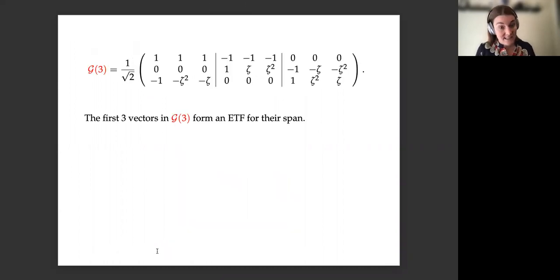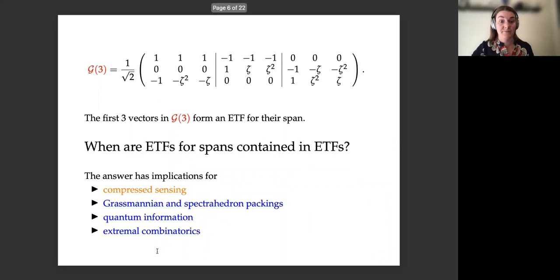Okay, so going back to this example, we have these 9 vectors in 3 dimensions. The first 3 vectors, as I mentioned already, form an equiangular type frame for their span. So we can ask the question, when are equiangular type frames for spans contained in ETFs? And this answer has implications for a number of fields. First, for compressed sensing, I express this in orange rather than the prettier blue, because when these subcollections exist, that means that a matrix has what's known as low RIP or low spark. And so these matrices are not good for compressed sensing in its traditional sense.